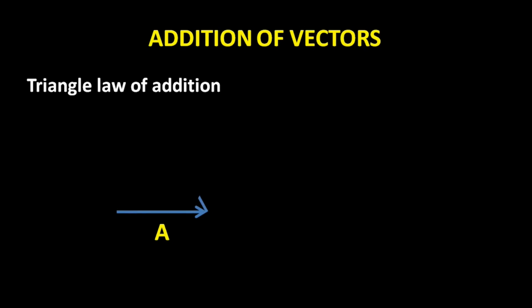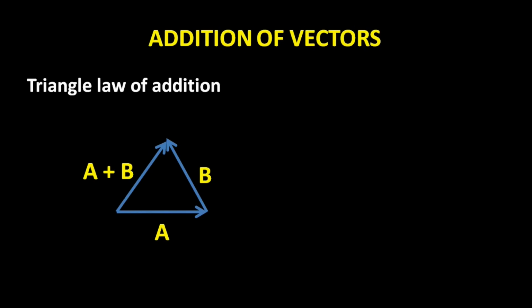So talking about the addition of vectors, how do we add them? Vectors are always added according to the triangle law or parallelogram law of addition. If A and B are the two vectors to be added, take the vector A, with the tail of B coinciding with the head of A. Now the vector joining the tail of A with the head of B is the vector sum of A and B.